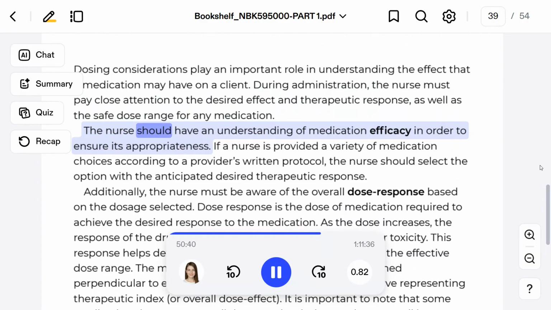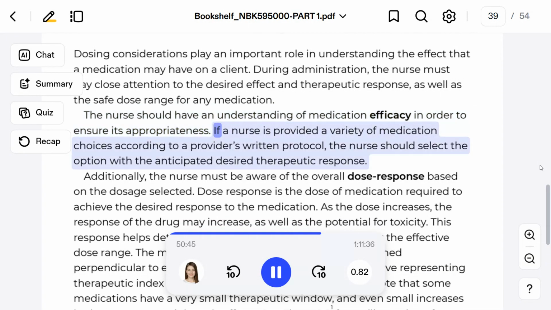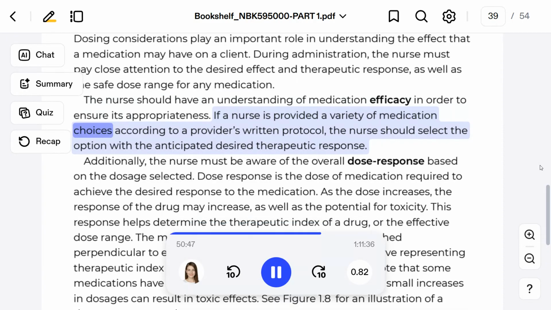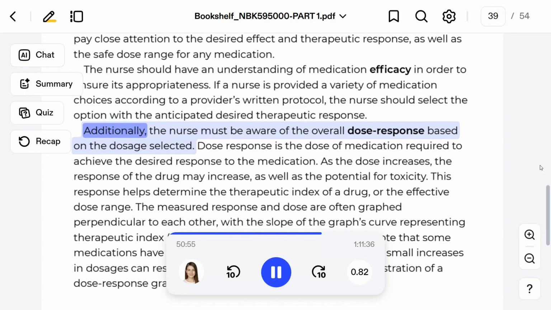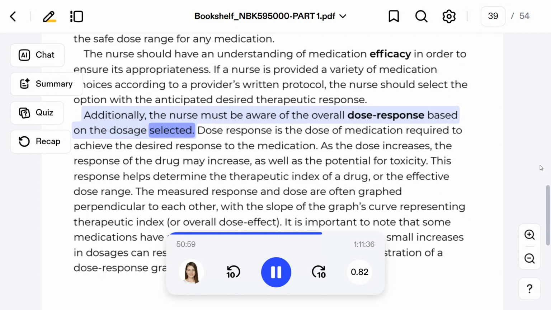The nurse should have an understanding of medication efficacy in order to ensure its appropriateness. If a nurse is provided a variety of medication choices according to a provider's written protocol, the nurse should select the option with the anticipated desired therapeutic response. Additionally, the nurse must be aware of the overall dose response based on the dosage selected.